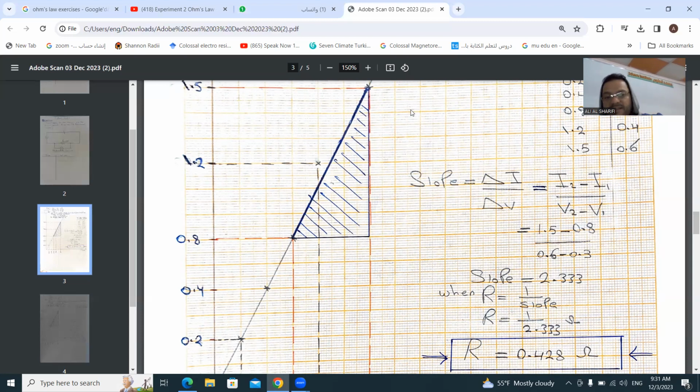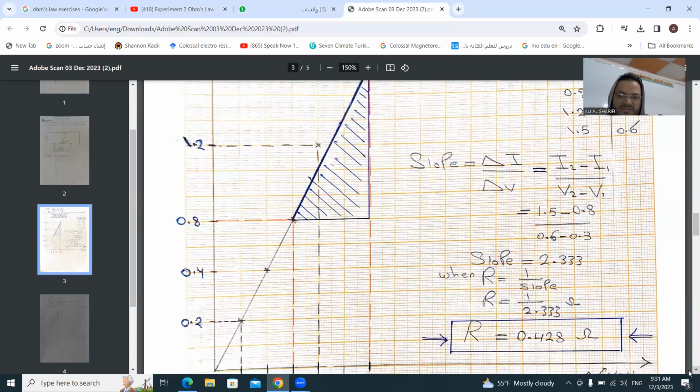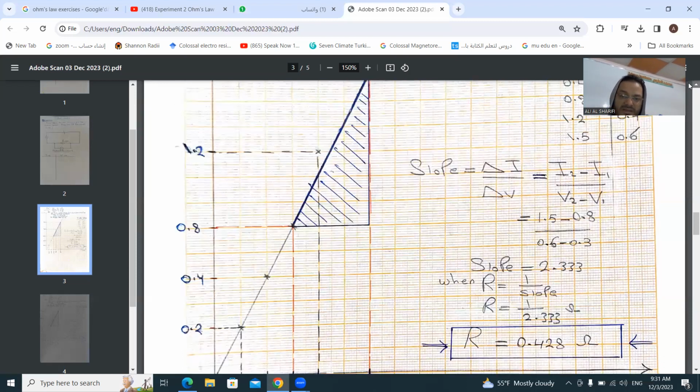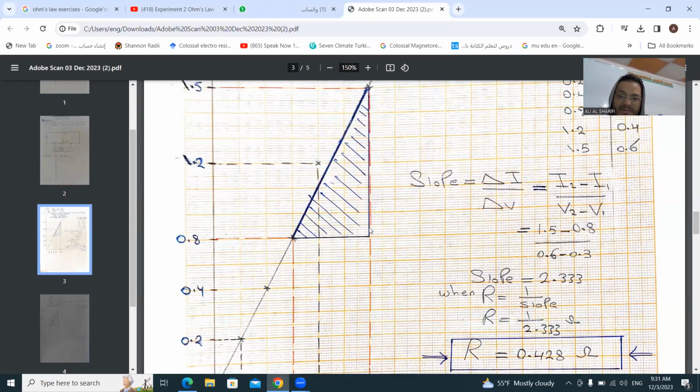Here, I selected any 2 points, the last one and the one at 0.8. I think the plot is very clear. And after that, here I have 2 points on the voltage axis, 0.6 and 0.3. That means that's my triangle at 90 degrees. Here, the important line, my slope is done and ready.